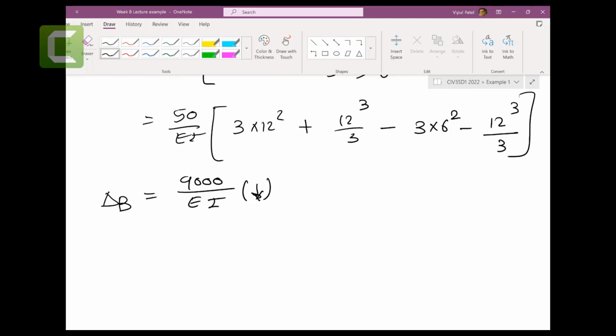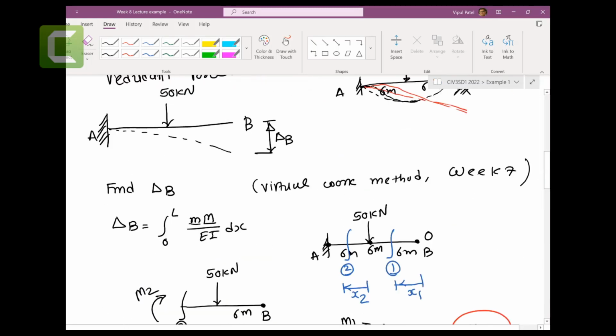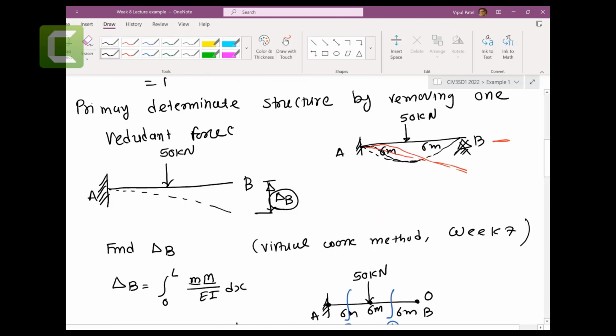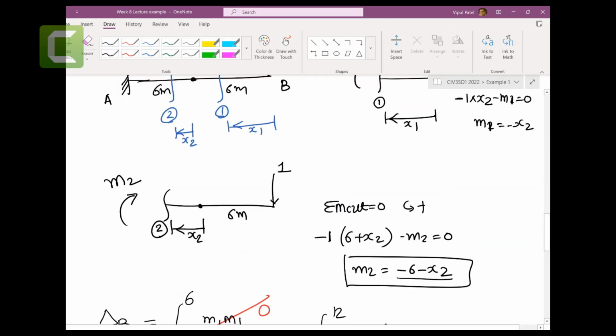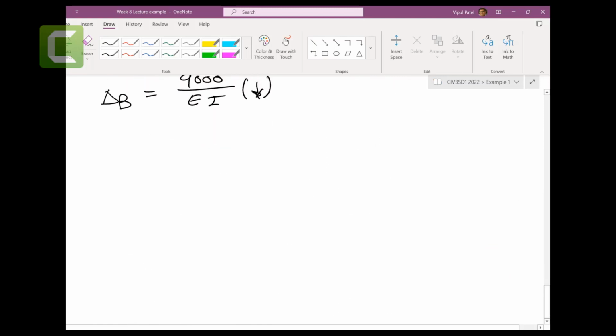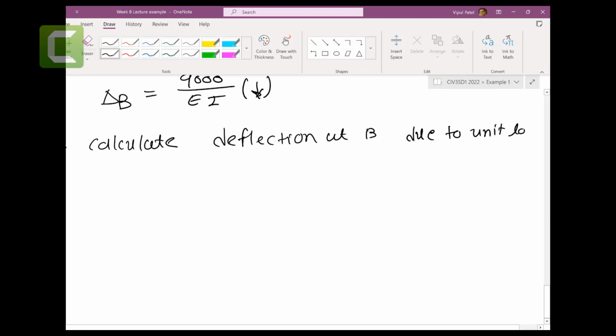All right, so now let's say you understand that, right? So you find the deflection delta B here. Finding the deflection delta B, that's with the 50 kilonewtons, we remove the supports and we find the deflections. Now we take the same structure. Now let's say step number 4, we're going to calculate the deflection at B due to unit load.